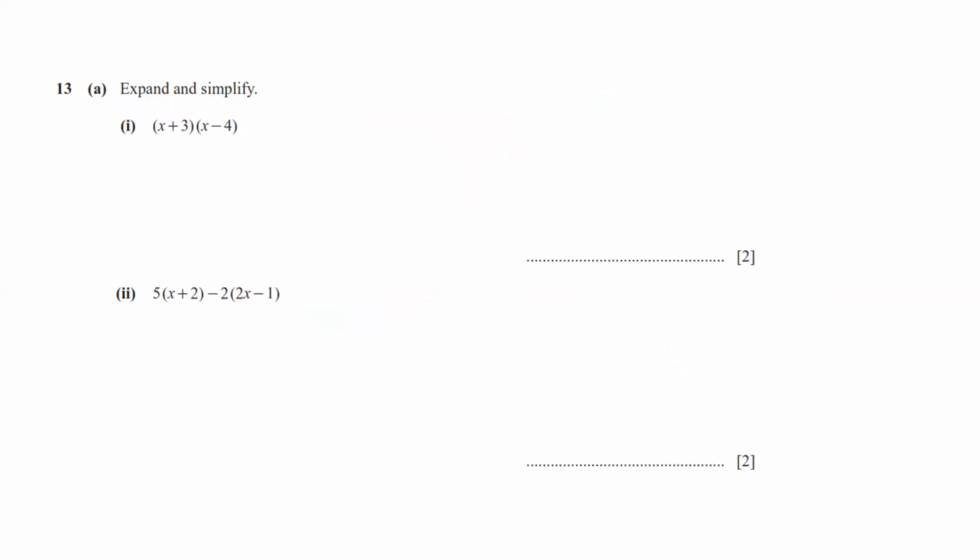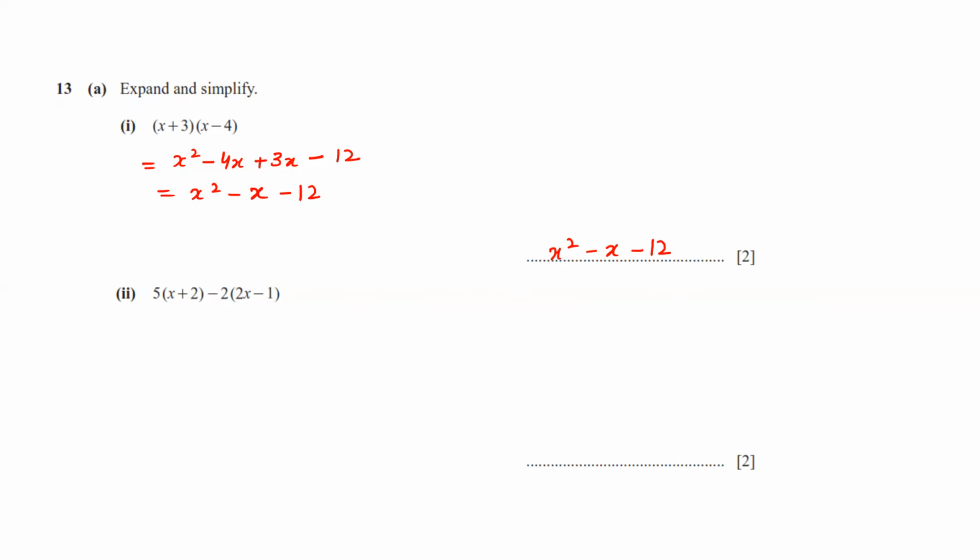Next, question number 13a, it says expand and simplify. So it's a simple multiplication problem. x multiplied by x is x squared, minus x multiplied by 4 is 4x, plus 3 into x is 3x, 3 into 4 with a minus sign is minus 12. So this comes out to be x squared minus x minus 12.